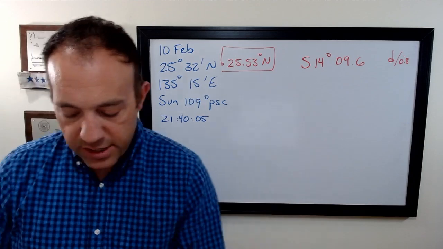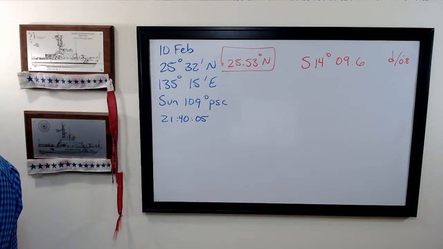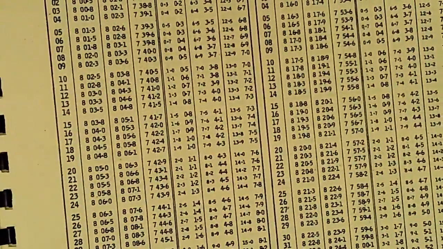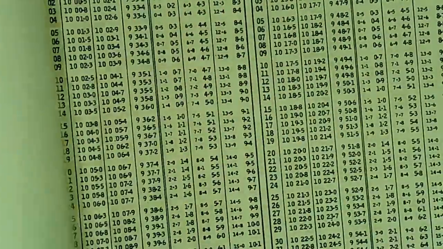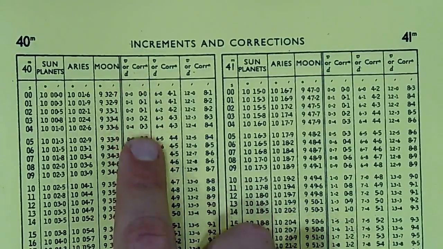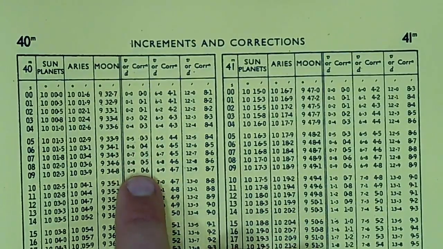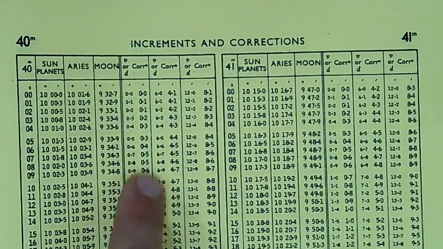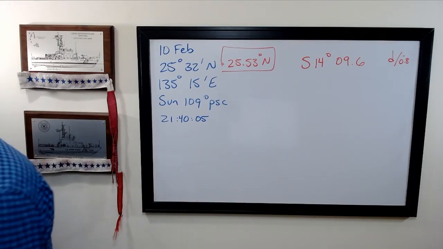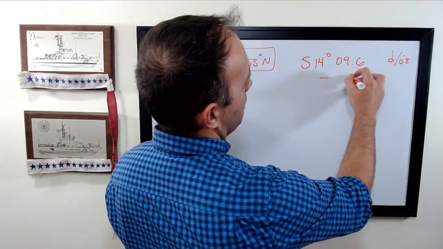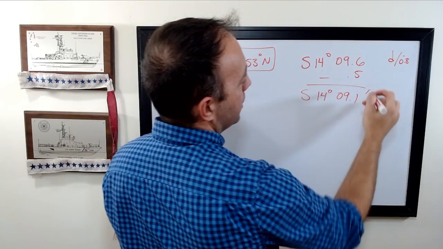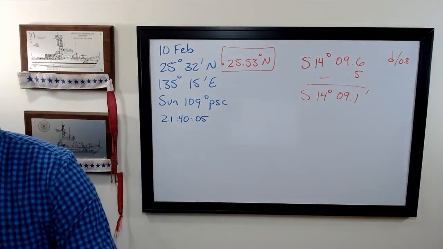Right, so what we need to do then is go into the increments and corrections pages in the Nautical Almanac, which is towards the back here, for a time of 40 minutes. And then we look up our D number here. Our D number was negative 0.8, so our correction is 0.5. I've got a couple other videos about how the Nautical Almanac works, but our correction is going to be negative 0.5. That makes our total declination south 14 degrees, 09.1.